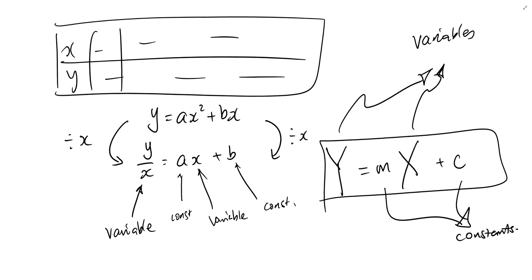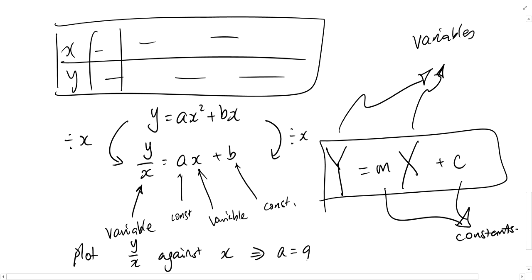Okay? So from here, we know that as long as I plot y over x against x, therefore, a equals gradient and b equals the y-intercept, which we can obtain from the graph very easily. Okay? Who is following what I'm talking about for this lesson? Okay, thank you. Put down your hands.